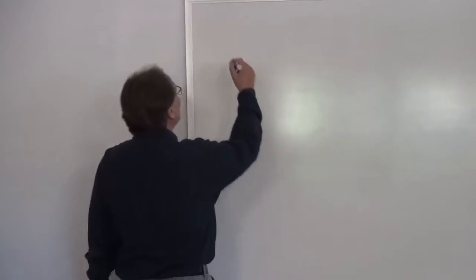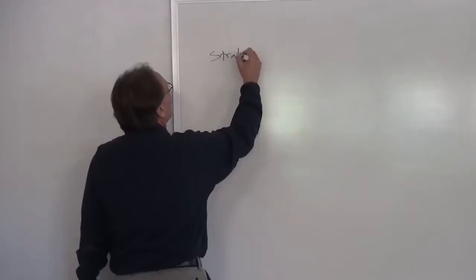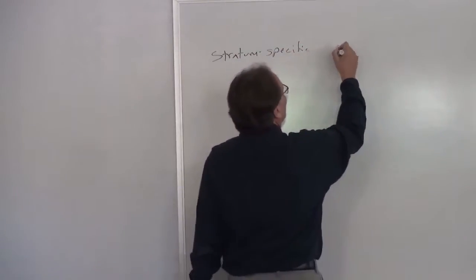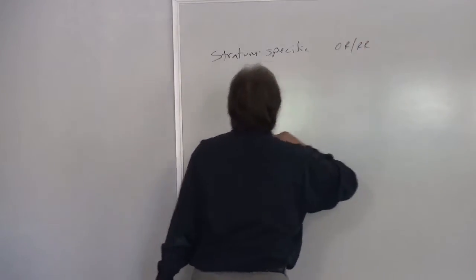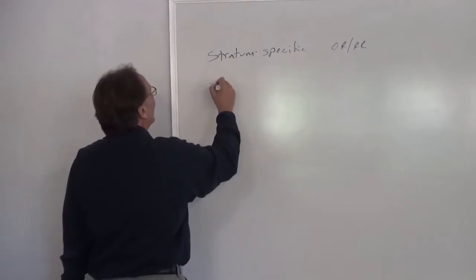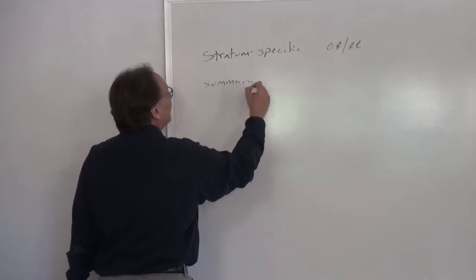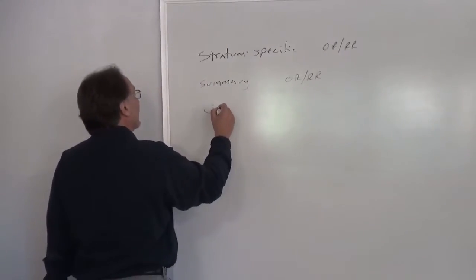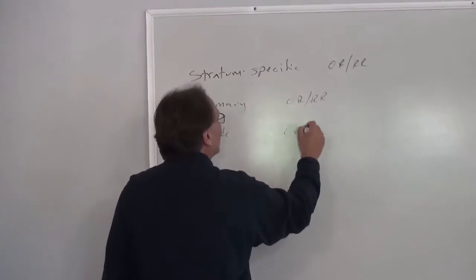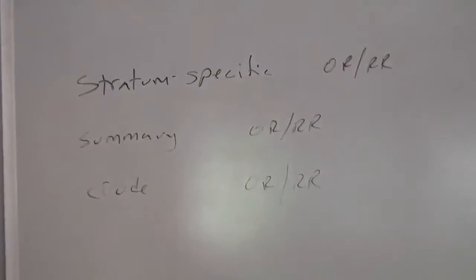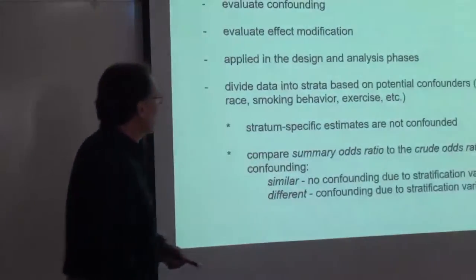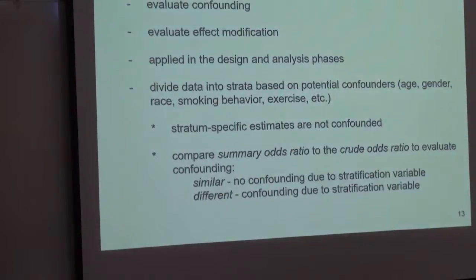I'll say the first one is stratum-specific odds ratio or relative risk. Then there is summary odds ratio or relative risk. And there is crude odds ratio or relative risk. And what we'll be doing is comparing the summary and crude odds ratios to determine whether or not we have confounding.